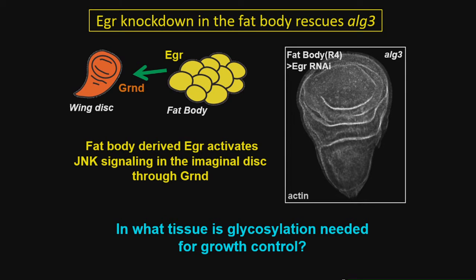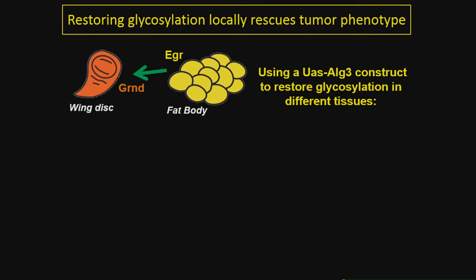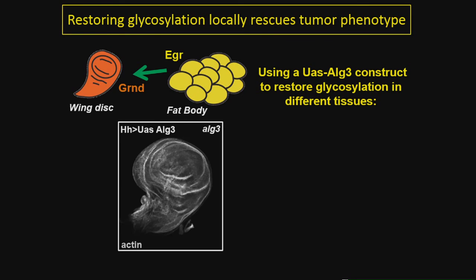So then we wanted to figure out in what tissue the glycosylation is actually needed. Is it acting on Grnd or Eiger or both of them? So to address that, we made a UAS construct where we just express Alg3. We express it in different tissues and wanted to see where we get any rescue. And if we do local expression of UAS-Alg3, you can see that you, again, get really nice rescue in just that half of the tumor. So you can locally rescue the tumor by locally rescuing glycosylation.